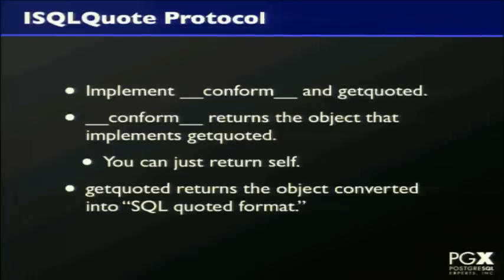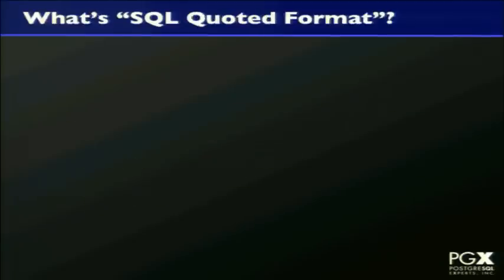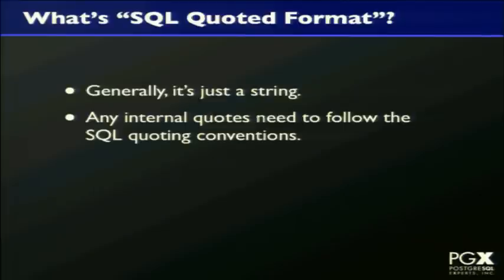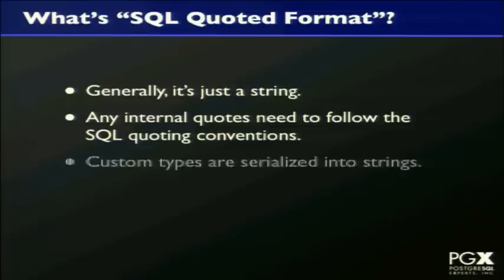And getquoted returns the object converted into SQL quoted format, which is what? It's usually just a string. If you have internal quotes inside that object, like you're returning strings that could have internal quotes, you need to follow the SQL quoting conventions, not Python's. So that can be a little bit complicated. There are lots of supporting stuff in psycopg2, however, to handle this for you, so don't panic. You can always just keep calling getquoted on string objects and things like that until you get everything done.